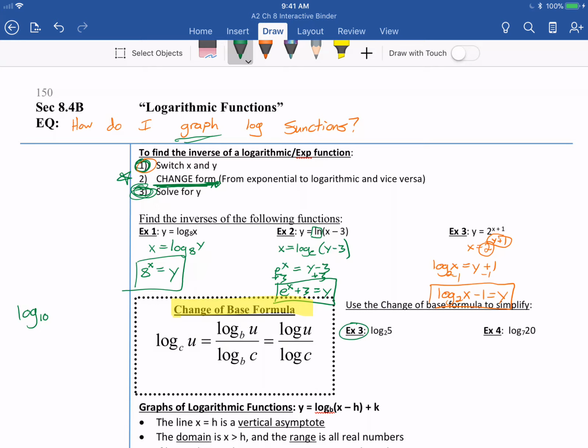All right, and the way that we do that is if I look at this, log base c of u, notice that my u is on the top, so I have log base, let's just say 10, and then the c goes on the bottom.